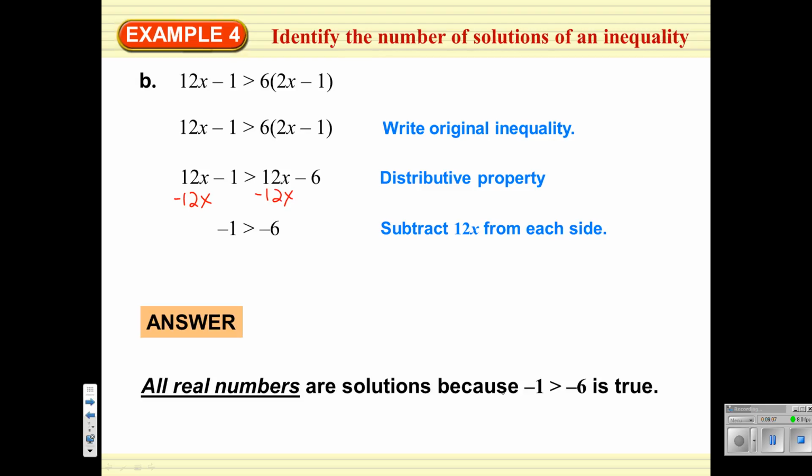And since negative 1 is greater than negative 6, that's true, all real numbers. So you can put any number in for x, and this will be a true statement. When there's no solution, there is no number for x that you can put in to make it a true statement. This one, any number for x will make it a true statement.